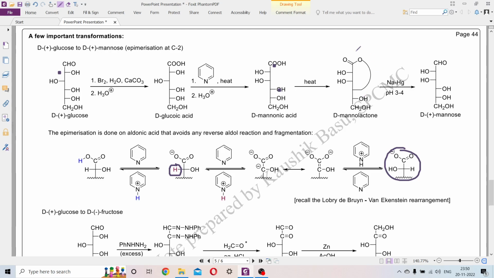All that remains for you is to reduce this lactone group into the corresponding CHO by sodium amalgam, carefully maintaining the pH at 3 to 4. Don't let the pH go above 5, otherwise you will end up with mannitol.